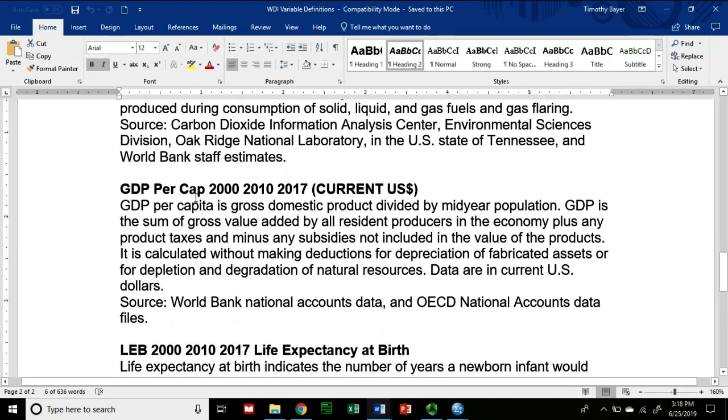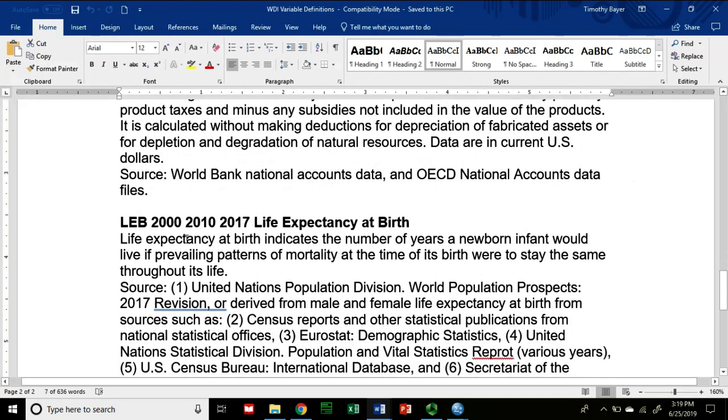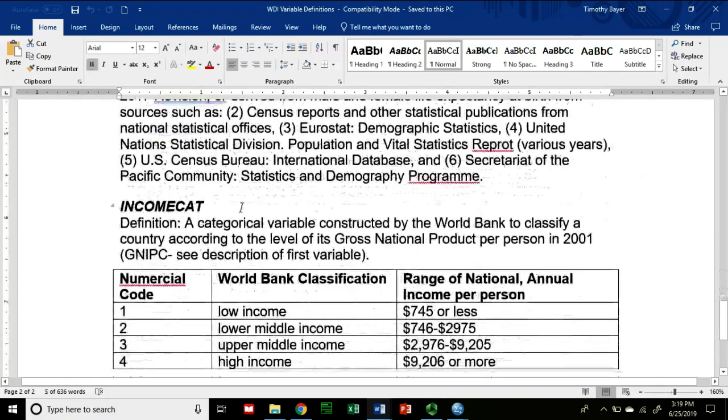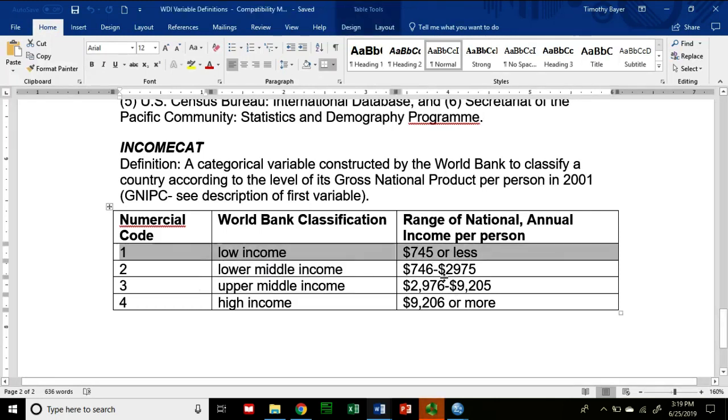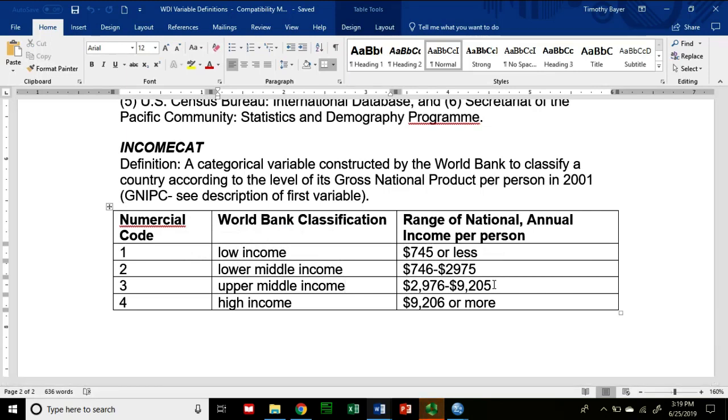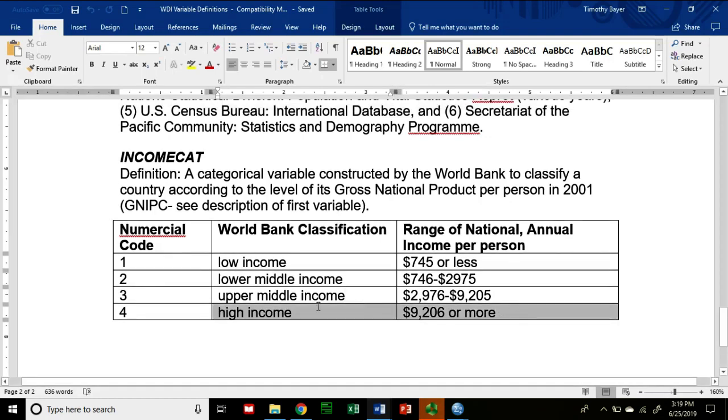Here's the GDP per capita, and it's the gross domestic product divided by the mid-year population. Life expectancy at birth. And the final variable here, this one's actually for all the different ones. It's the income category, and you can see the listing here of the different incomes, so a category is going to be assigned to each country based on the median income, and it's a range, but the way that they're figuring it out is with the median income. Anyway, it's something you don't really need to know that particular part.